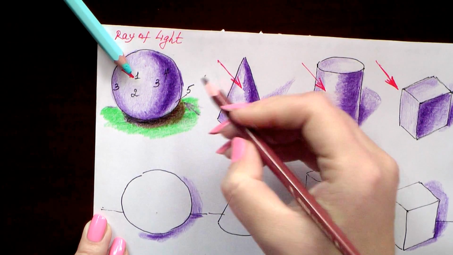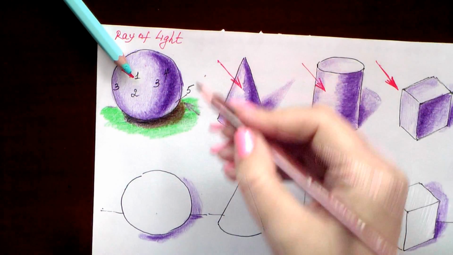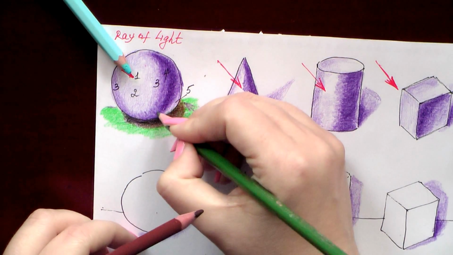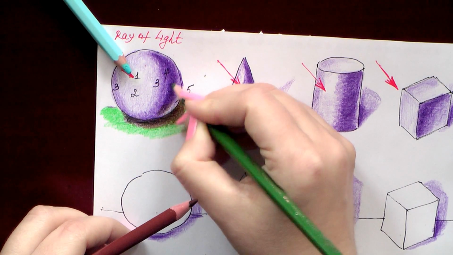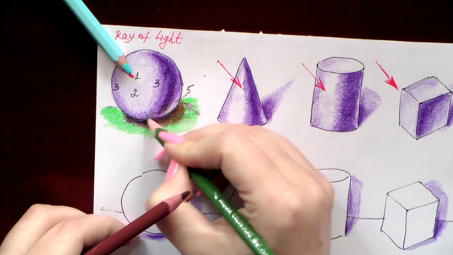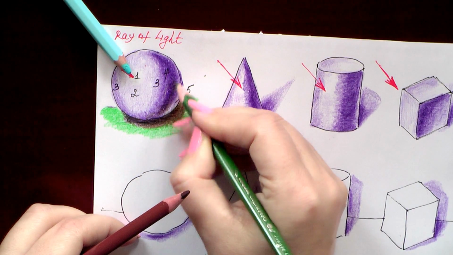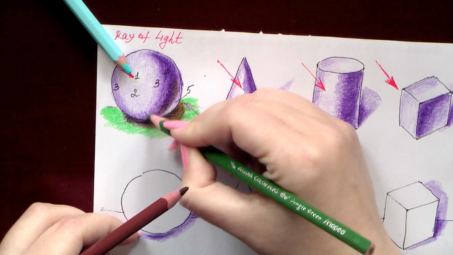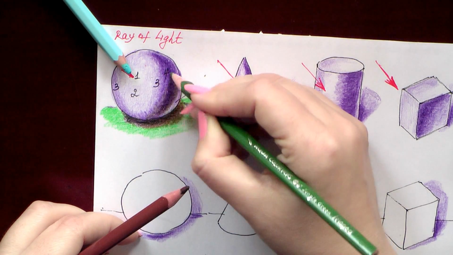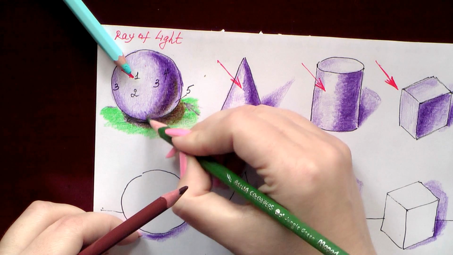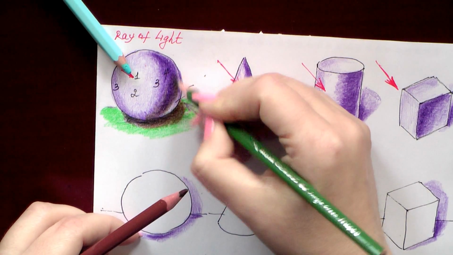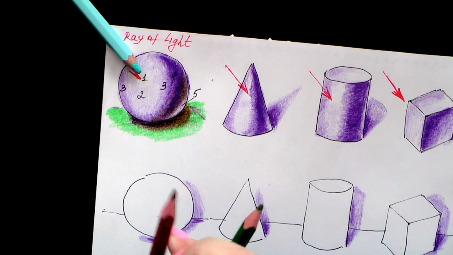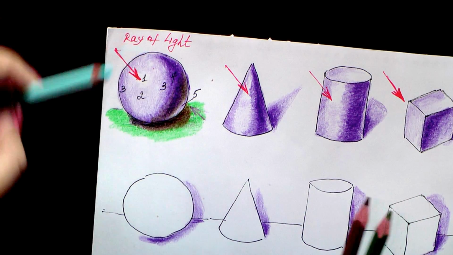And the last moment, that we also have some reflections of the color of this surface on our object. So we need to add some greens to our sphere. And in this way your drawing, your coloring will look more professional and more realistic.